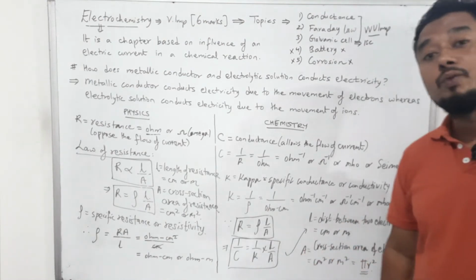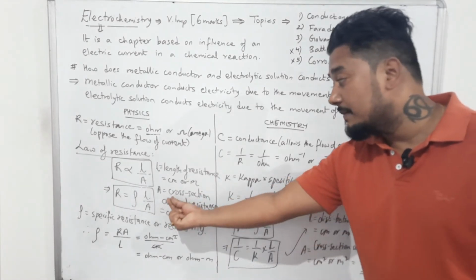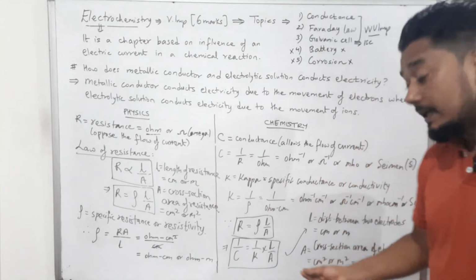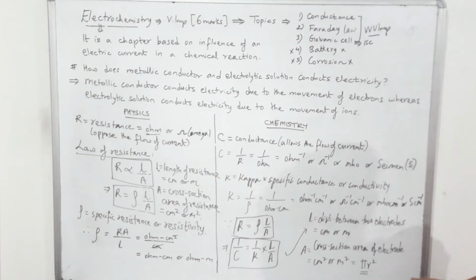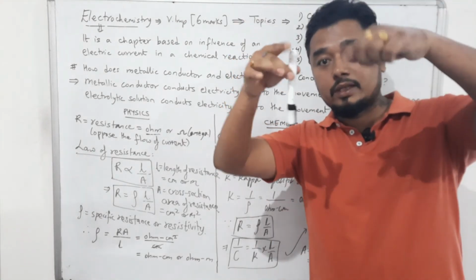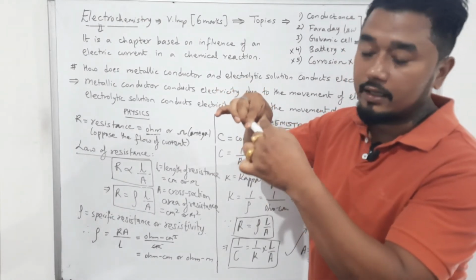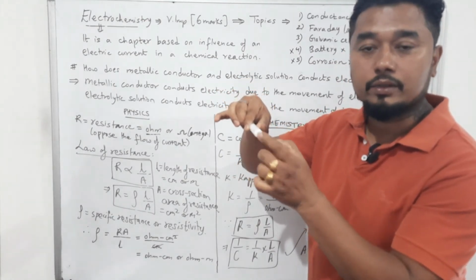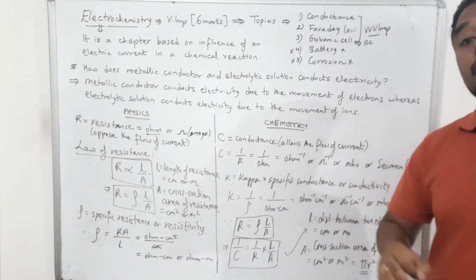Similarly, A here doesn't mean cross-section area of conductance. In physics, A means cross-section area of resistance, but in chemistry, A means cross-section area of the electrode. You know that in an electrolytic cell, we give two rods. Those are called electrodes, which are of cylindrical shape, and this cross-section area of the electrode I am talking about. So here L means distance between two electrodes in a cell, and A means cross-section area of the electrode.